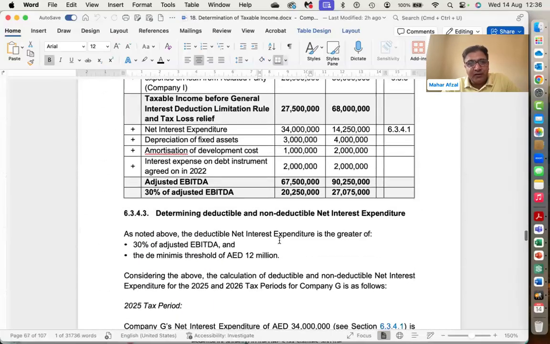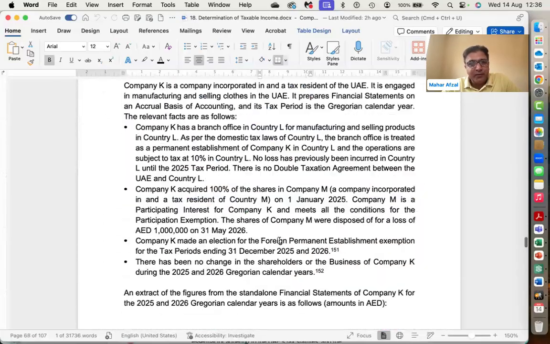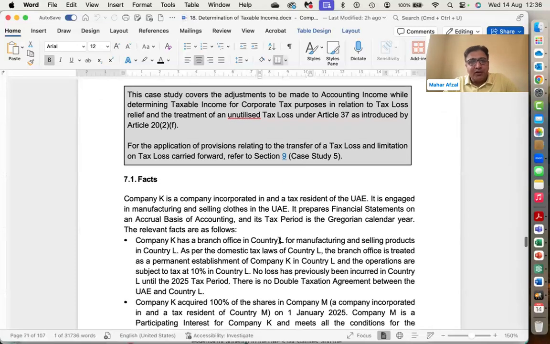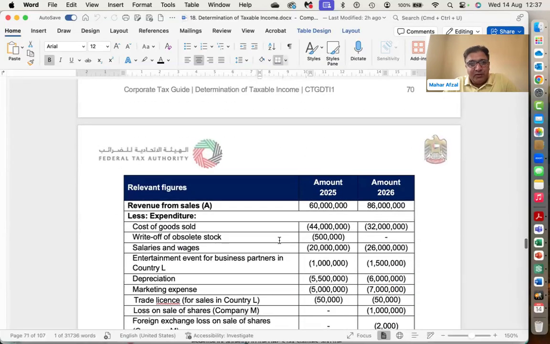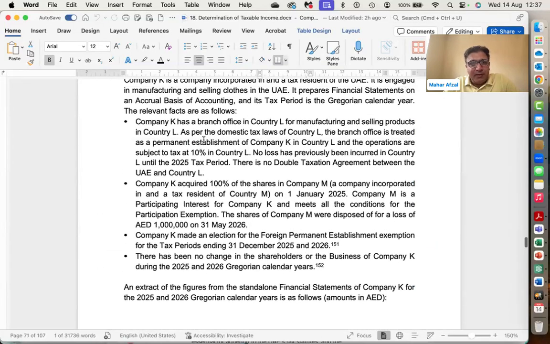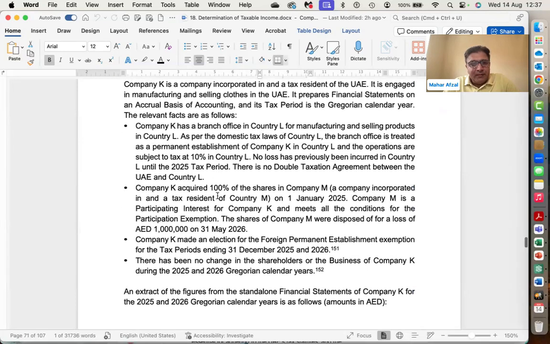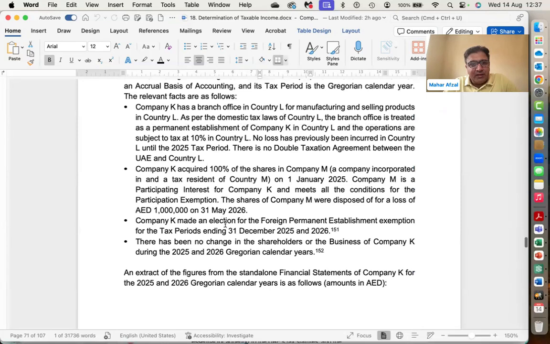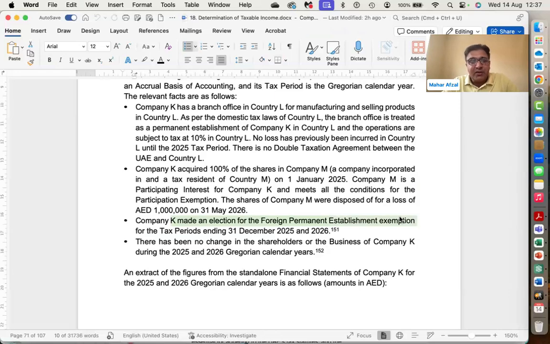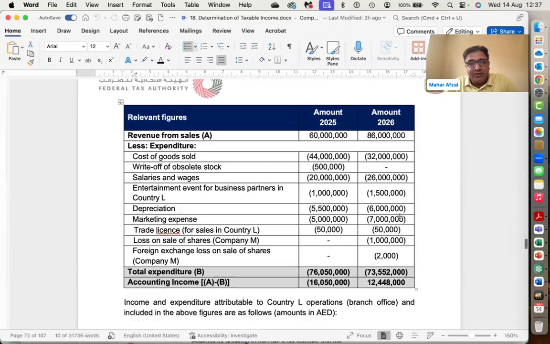So coming back to the second year, you can go through this by yourself. Tax loss relief. For the tax loss relief, we know 75% of the taxable profit can be adjusted. The remaining can be carried forward. This is a company K, with a branch in country L. They are asking about the election. K made an election for the foreign PE branch exemption. If you are making the election, you should not consider the income, expenses, anything directly related to that branch. The remaining will be subject to tax.